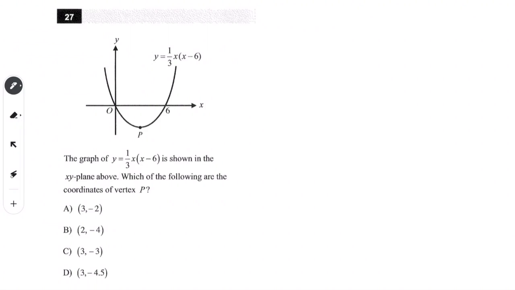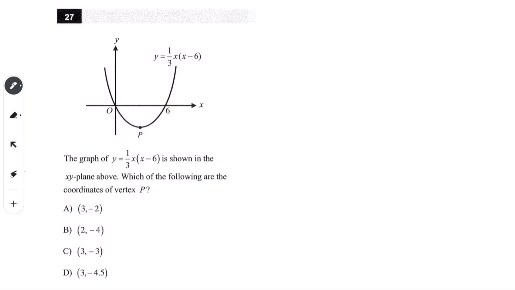Graph of y is equal to 1/3 x times (x minus 6) as shown in the xy plane above. Which of the following are the coordinates of the vertex P? Alright, so to do this, we know that the two x-intercepts are at 0 and 6, right?